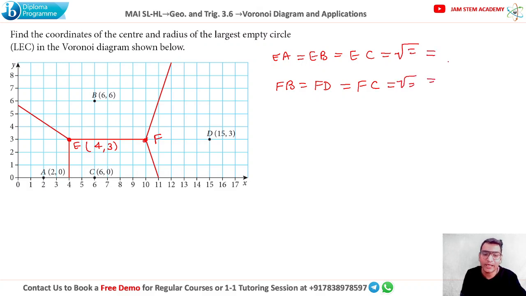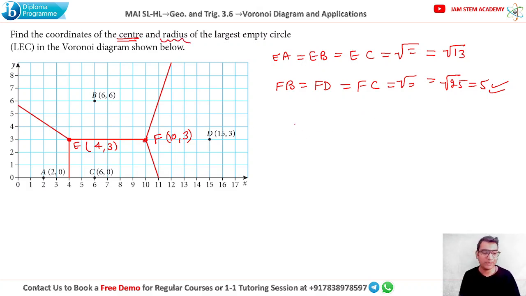Okay, you will end up getting the answer: for the first part it is root 13, and for the second one it is root 25, or you can say 5. So which one is larger? This point is larger, right? So as we can see here, this point, which has the coordinates around (10, 3), is the center of the largest empty circle, and its radius is what? That's 5 units. That's the answer.